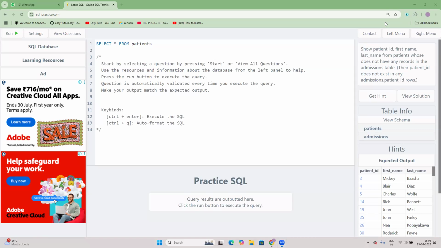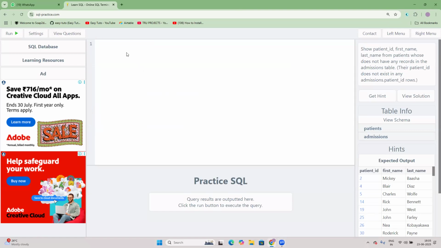Okay. So the question today is: show patient ID, first name, last name from patients who do not have any records in the admission table. Now see, in the patients table, there can be a registered patient, but he might not have been admitted ever. That can be the case. So I want those patients who are present in the patients table, but who are not present in the admission table. Their patient ID does not exist in any admissions.patient_ID rows. So that's our thing.